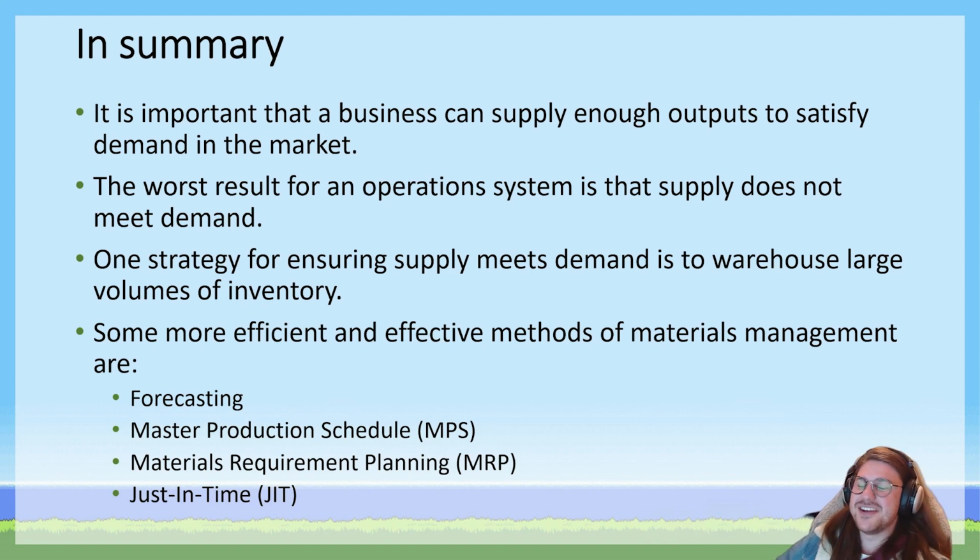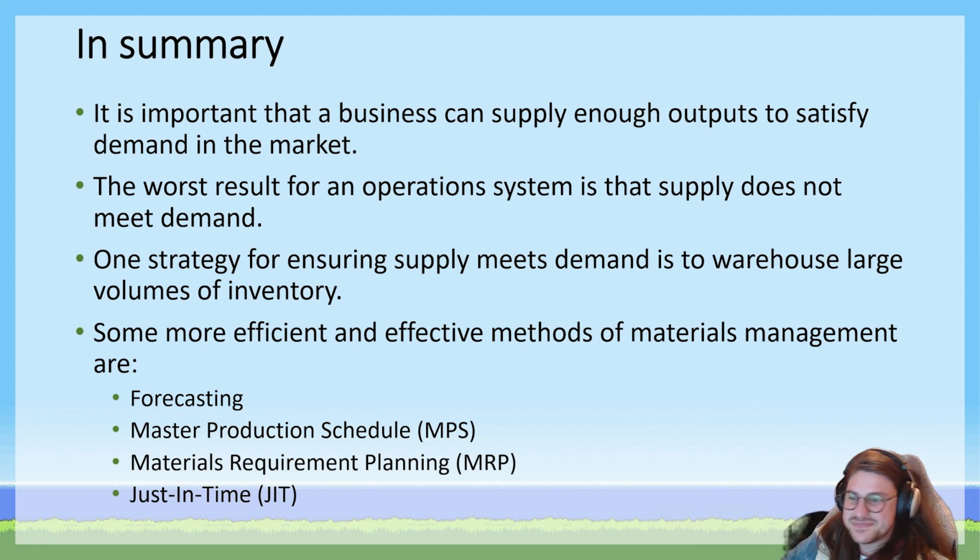In summary for this key knowledge point, it's important that a business can supply enough outputs to satisfy the demand in the market. If your business can't supply enough output, you're missing out on potential sales, and if you oversupply the demand, you're probably going to have a hard time selling the outputs that you've invested time and money into. The worst result for an operation system is that it fails to meet demand. In either one of those two cases, undersupply or oversupply, are equally disappointing.